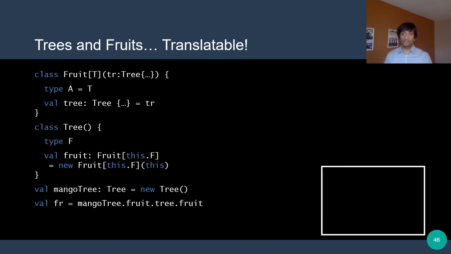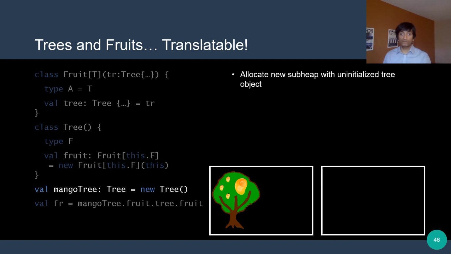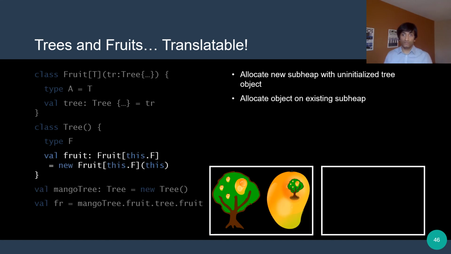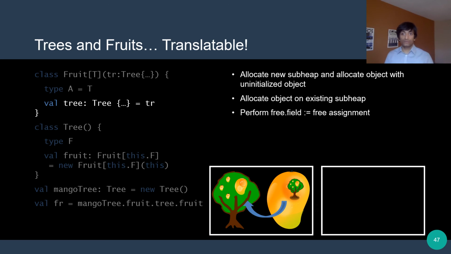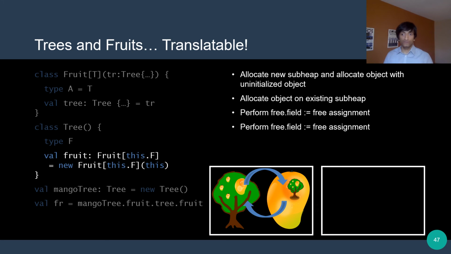Now let's see how the initialization system plays out in our example. The code starts off by calling the tree constructor to allocate a new subheap with a new uninitialized tree object. Then the tree constructor calls the fruit constructor, passing in the uninitialized tree. This allocates a fruit object in the same free subheap. In the fruit constructor, we make a free-to-free assignment and then return from the constructor. Back in the tree constructor, we make another free-to-free assignment.